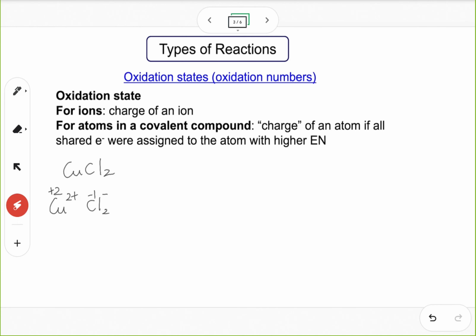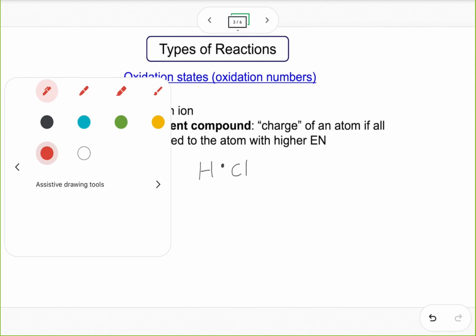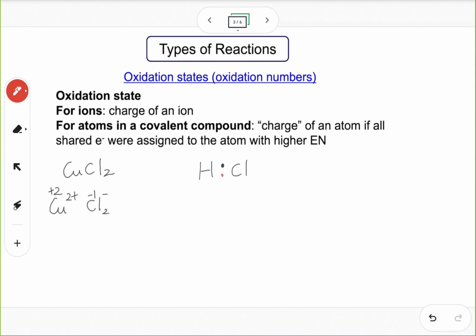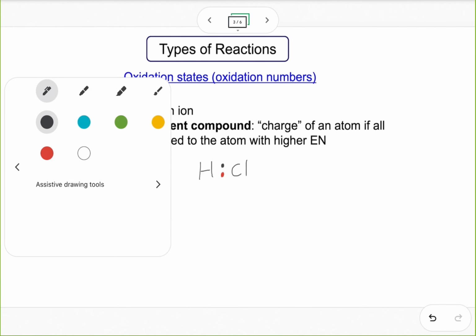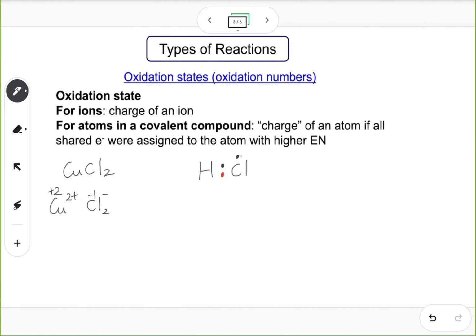Now, how about atoms in a covalent compound? Let's take a look at hydrogen chloride. Well, for hydrogen chloride, we know that they will share one pair. Okay, I'll use a different color. Okay, so the red one is from hydrogen. If you wanted me to write the full Lewis structure here, you would have 3 more lone pairs on chlorine.